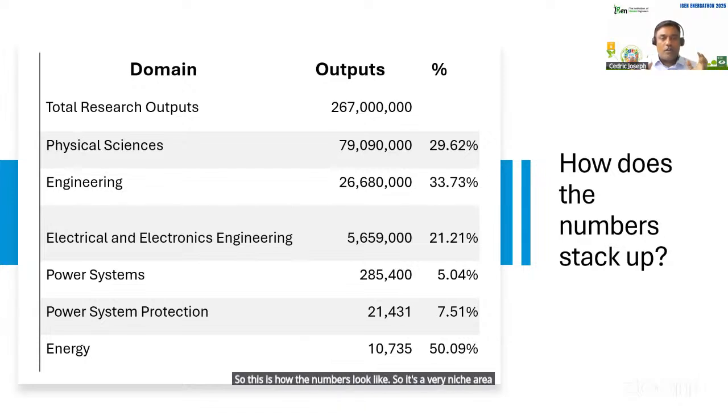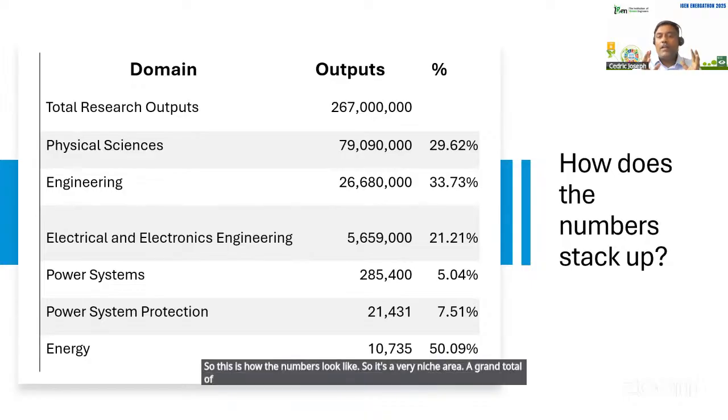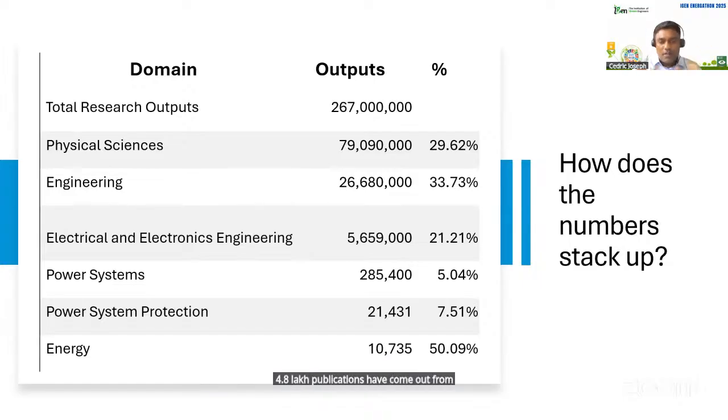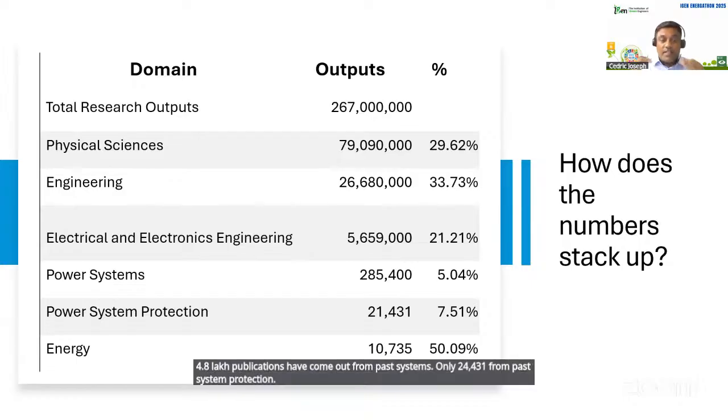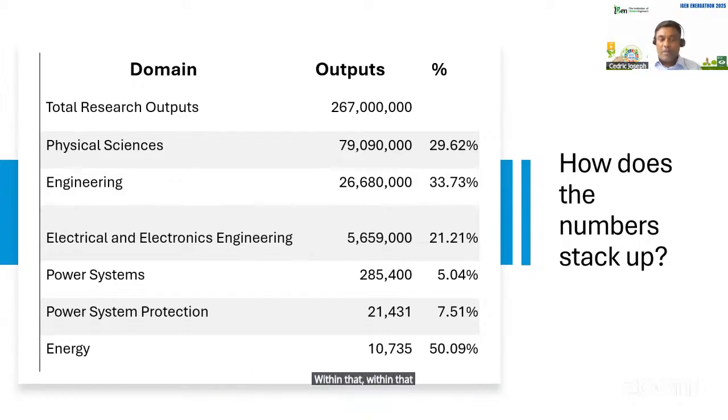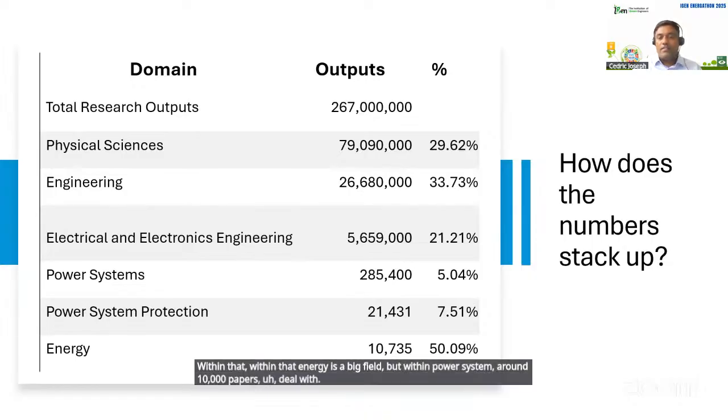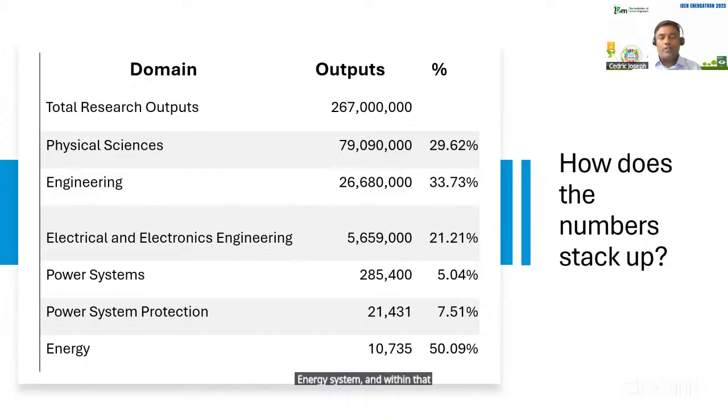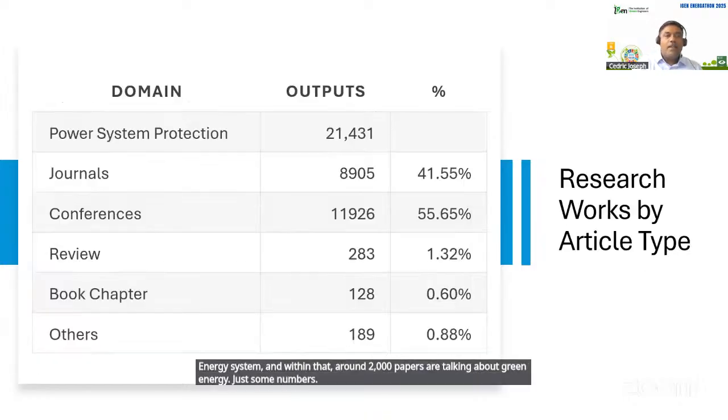A grand total of 2.8 lakh, 280,000 publications have come out from power systems, only 24,431 from power system protection. Within that, energy is a big field, but within power system, around 10,000 papers deal with energy systems. And within that, around 2,000 papers are talking about green energy. Just some numbers.